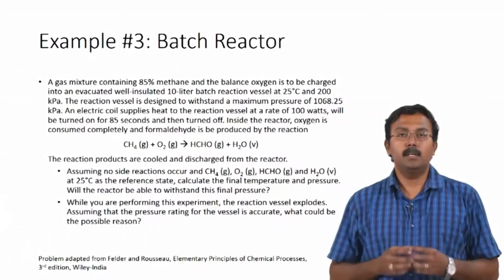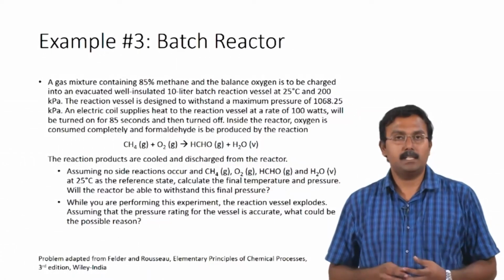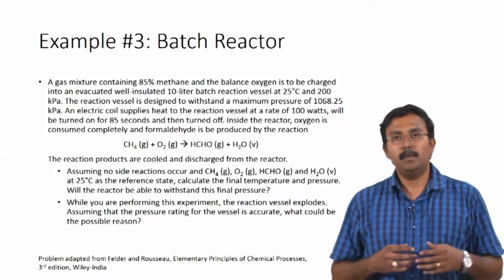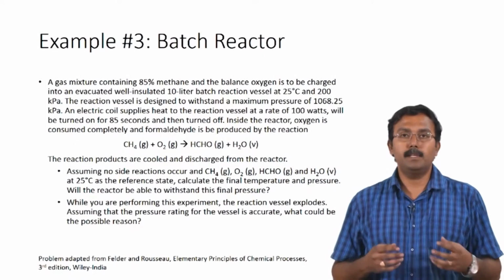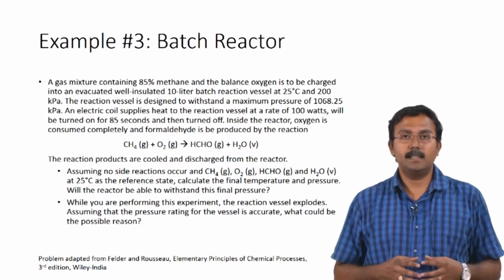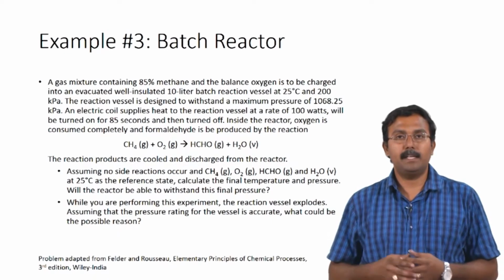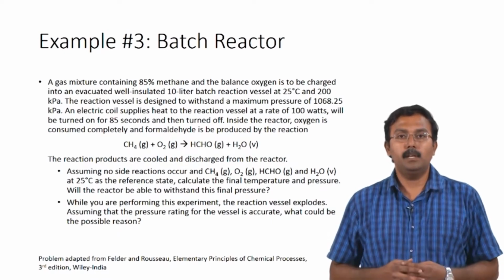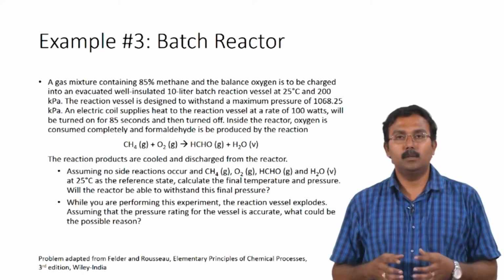Let us now continue with the third example problem. Here we will actually be looking at a batch reactor. Until now we have been looking at open systems, so we have always been calculating change in enthalpy, specific enthalpy, building enthalpy tables and so on. However, here we will actually be looking at a closed system.